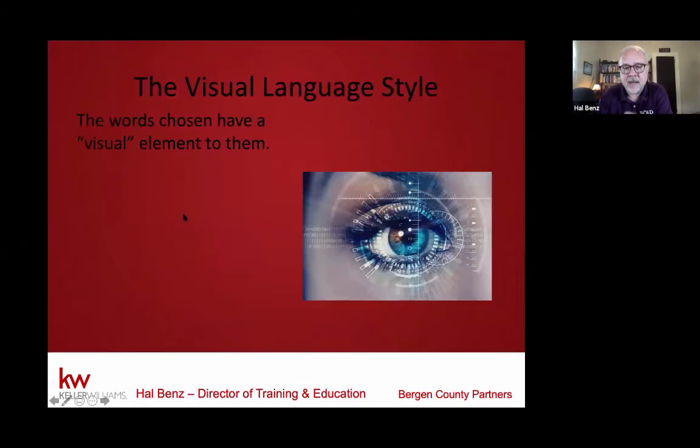And so when you think about the visual language style, these are folks that when you're talking to them, they're going to be communicating in words that have kind of a visual element to them.